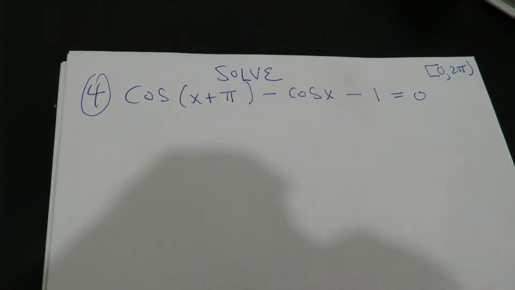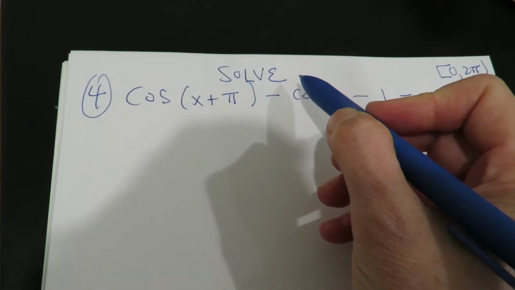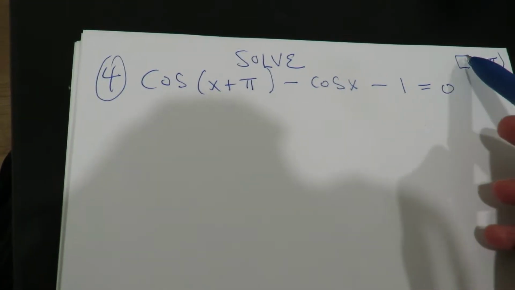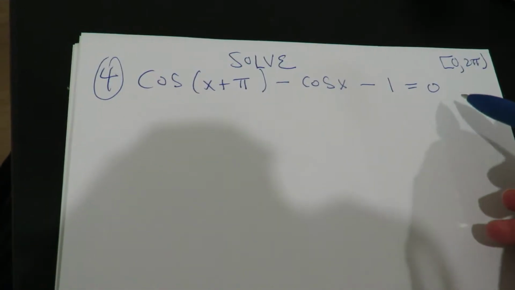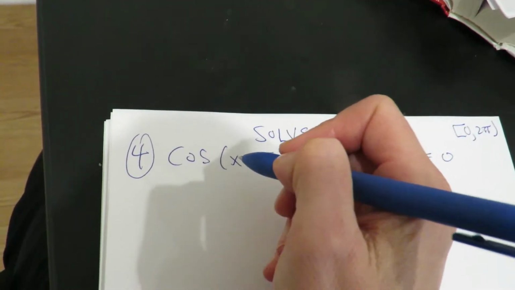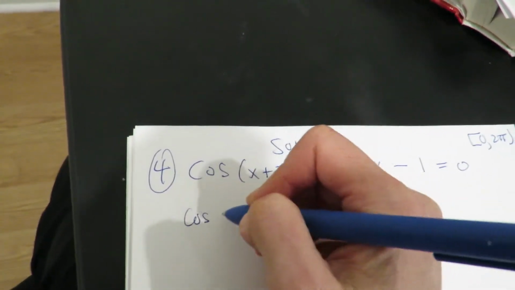Okay, gang. Let me get this to focus. This one in this case is a solve. It's not an identity. We have to give our answers between 0 and 2 pi, so don't add any n's anywhere. Let me write down the formula for the expansion of cosine.